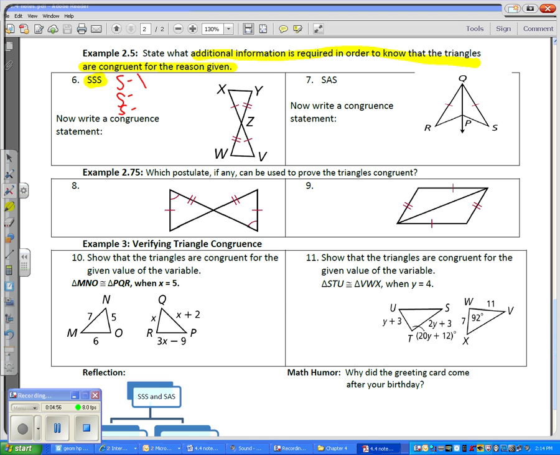So far I have XZ is congruent to ZV, my bad. And I have YZ is congruent to ZW. Okay, so what's that third side that's missing? These are the third side. So I would have to say the missing information is that XY needs to be congruent to YV.